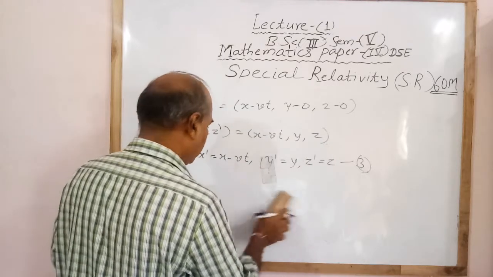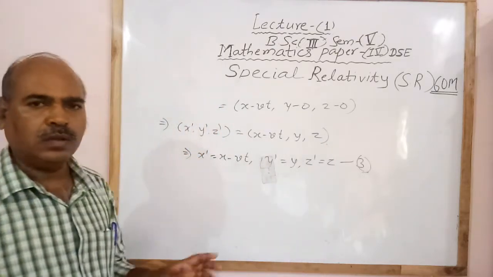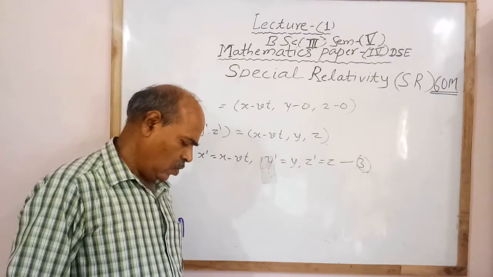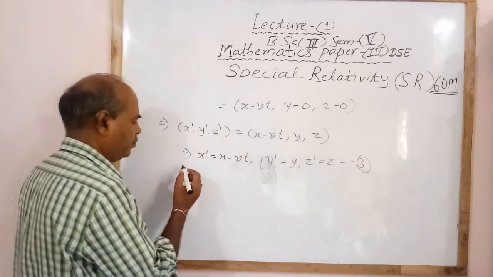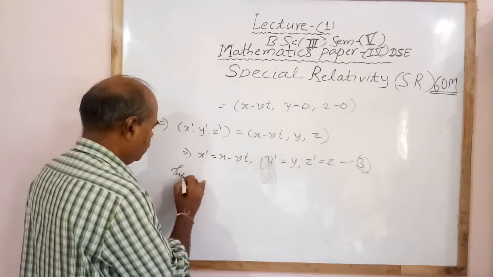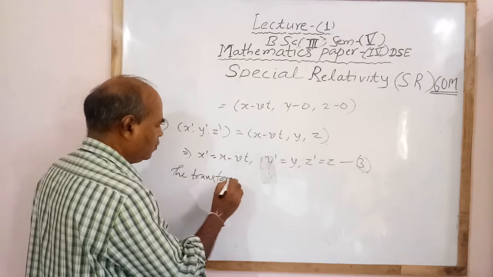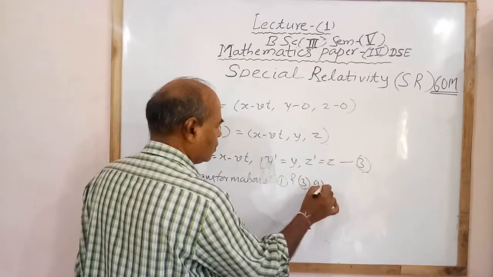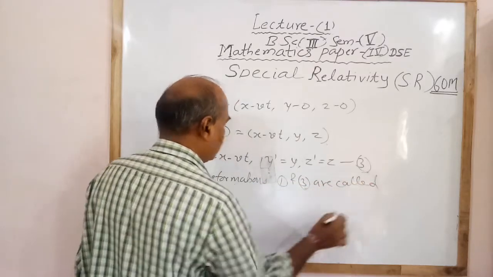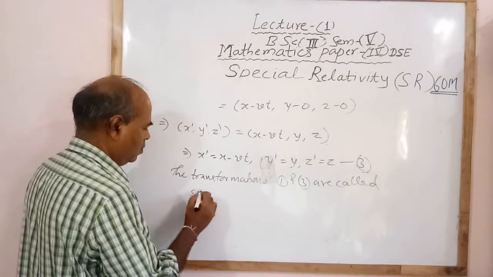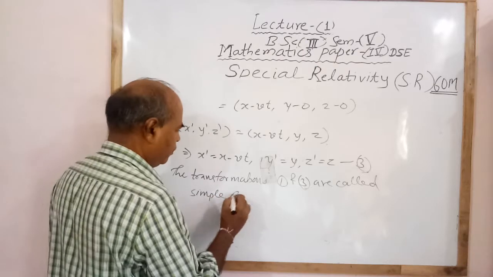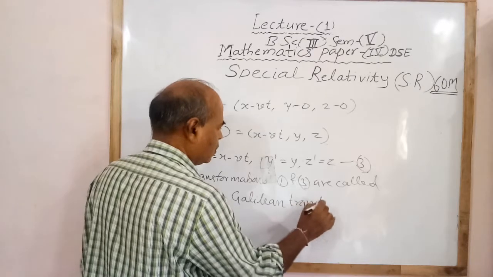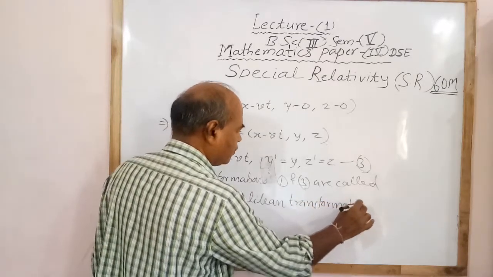Now the transformations 1 and 3 are called the simple Galilean transformations.